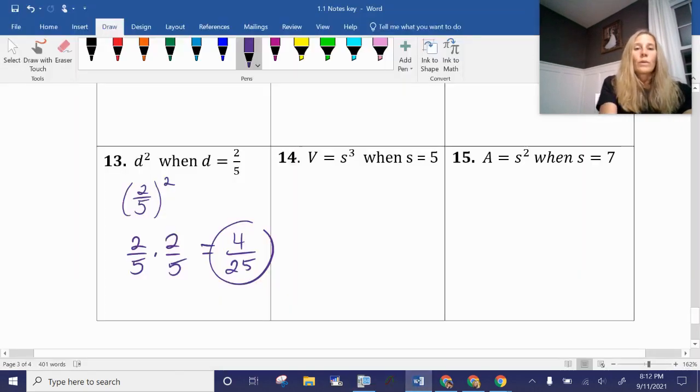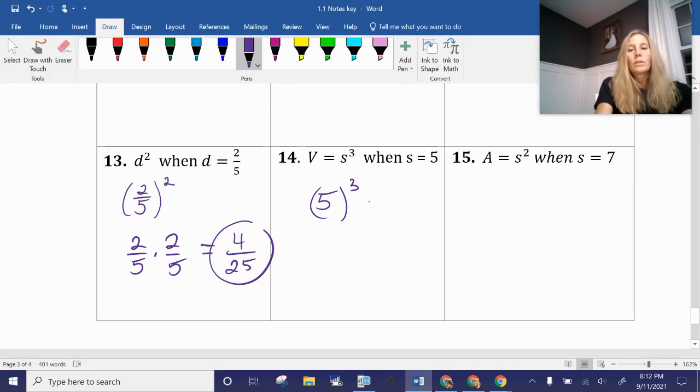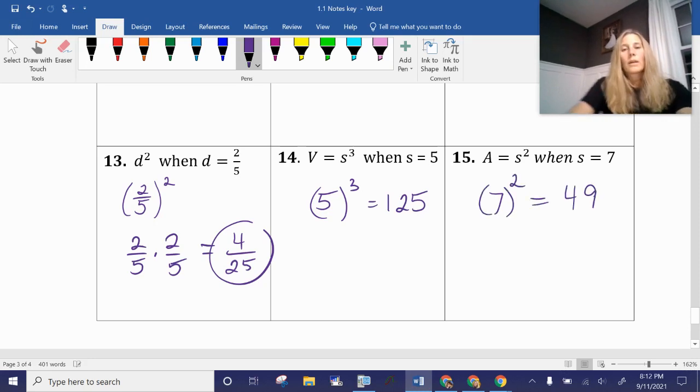Okay, next one, we have 5 to the 3rd power, which is going to be 125. And then here we're going to have 7 to the 2nd power, which is 49. And that's it for today's lesson.